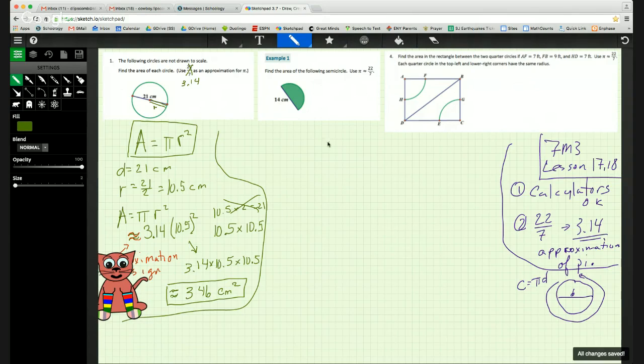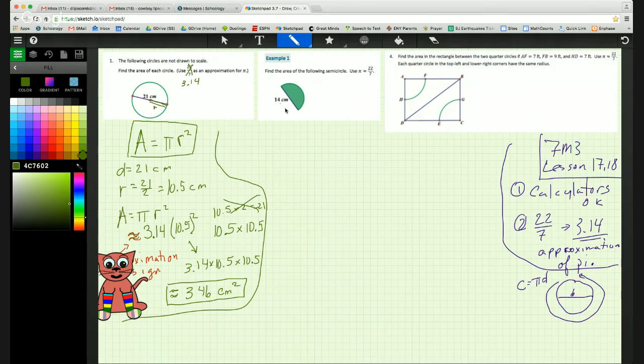Now we're going to come back and try example 1. Here the whole key is to figure out what it is that we have. This is a half circle. It's not the whole circle. The area of a whole circle is pi r squared. To find the area of a semicircle, half a circle, you find the area and divide by 2.